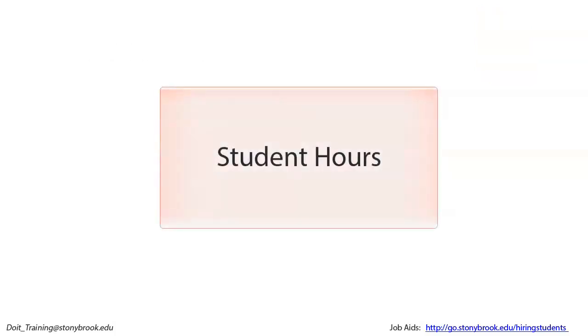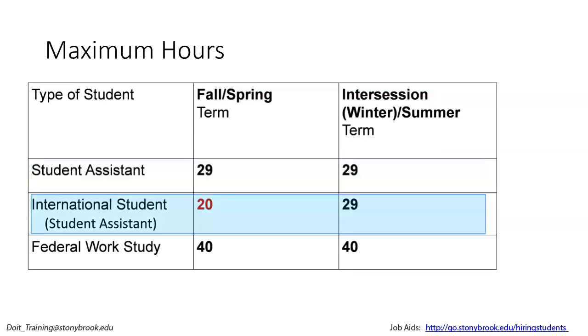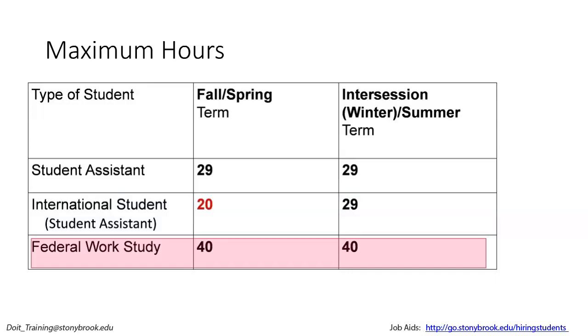Let's talk about student hours and the work week. Notice that student assistants can only work up to 29 hours for all terms. International student assistants may work up to 20 hours during fall and spring, but may work up to 29 hours during summer. Federal work-study students may work up to 40 hours during any term.